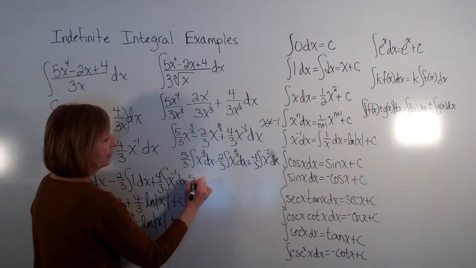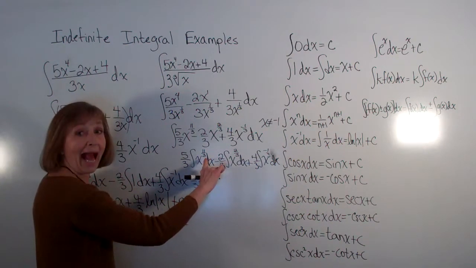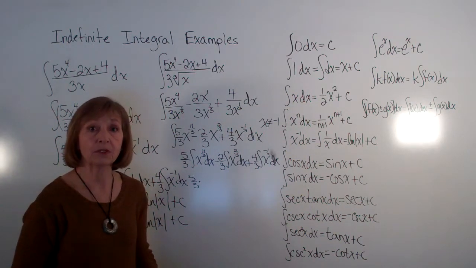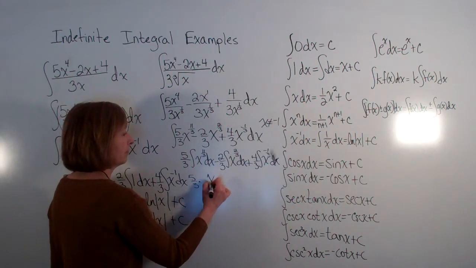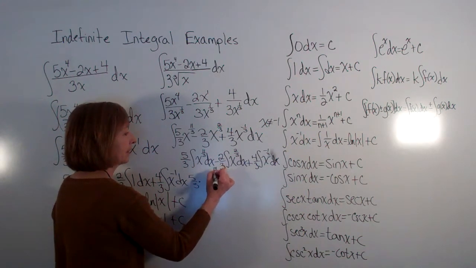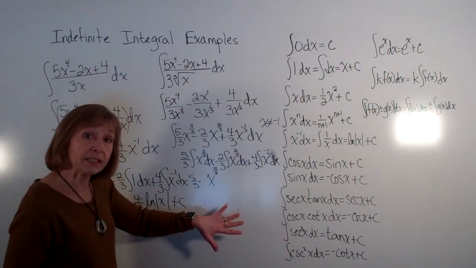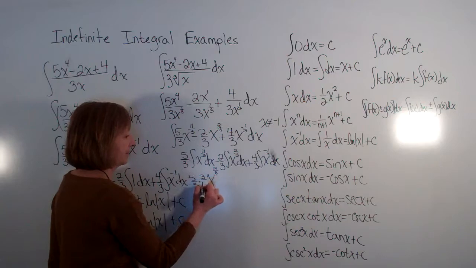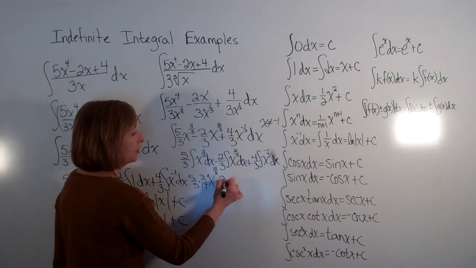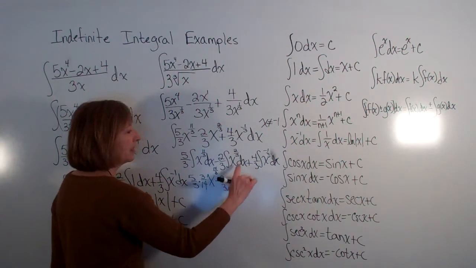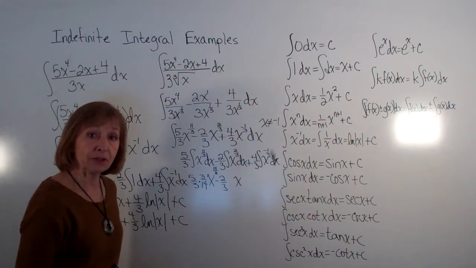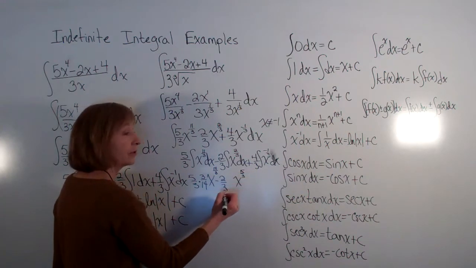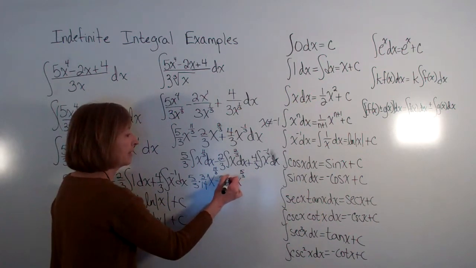Okay, now integrate each term. This is 5/3 times, add 1 to the exponent. 11/3 plus 1 is 14/3. So I have x to the 14/3. And when I divide by 14/3, it's like multiplying by 3/14. Minus 2/3 x to the, add 1 to 2/3, you get 5/3. Divide by 5/3 is the same as multiplying by 3/5.